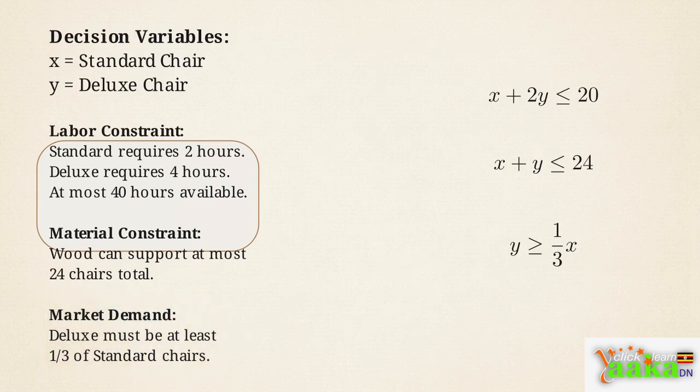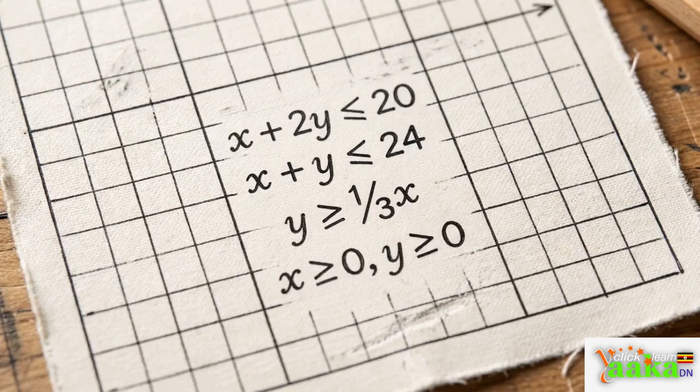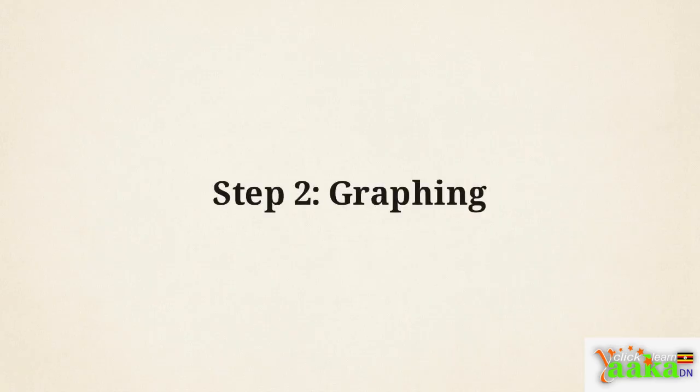Finally, because we cannot physically build negative chairs, both x and y must be greater than or equal to 0. This stack of abstract inequalities now perfectly represents the exact physical boundaries of our workshop. With our rules set in stone, we are ready for step 2, graphing.